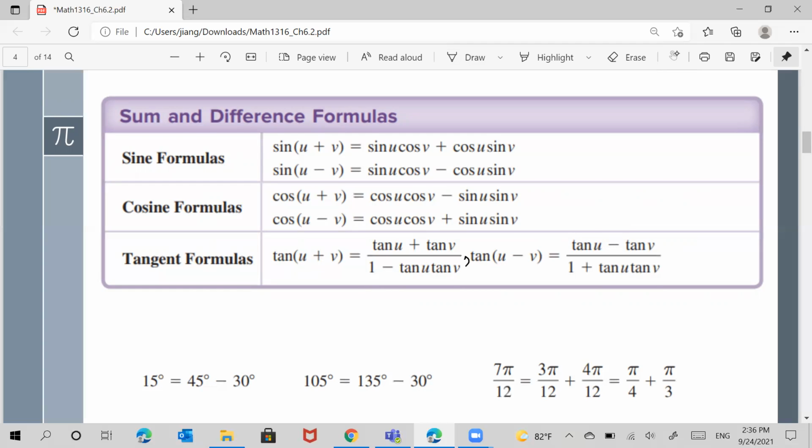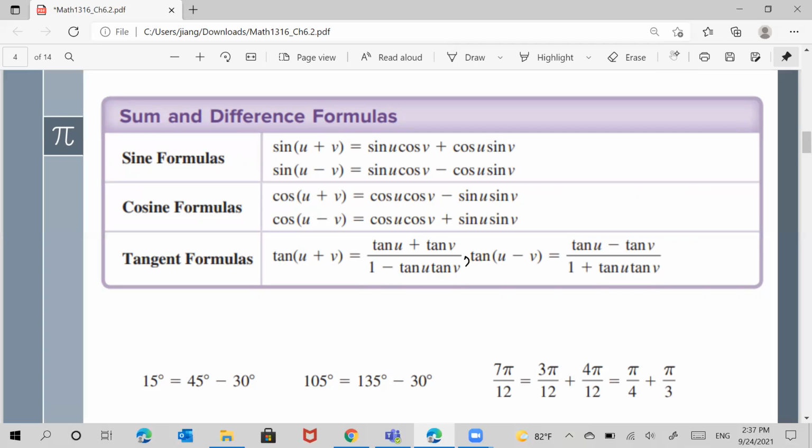Look, for the sine functions, it's sine, cosine, cosine, sine. The only difference is that here I have plus and here is plus, here's minus and here's minus. How about cosine? Cosine of u plus v equals cosine u cosine v minus sine u sine v. Cosine of u minus v equals cosine u cosine v plus sine u sine v. That means the first two terms are all cosine, cosine, and the second terms are sine, sine. And remember, if the cosine has plus, here is minus. If the cosine has minus, here is plus.